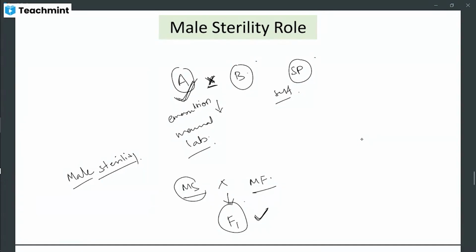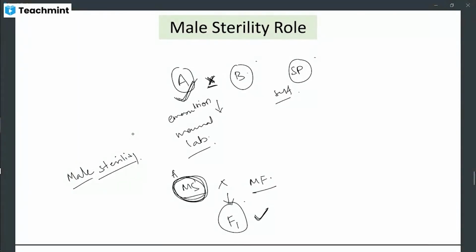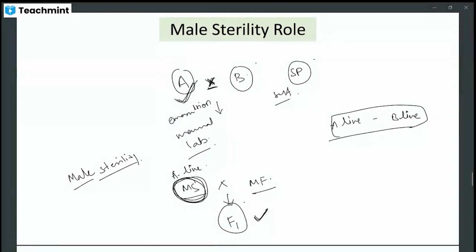So how do you designate this male sterile parent? Anyone? Yeah, someone wrote A line, right? So this is your A line. And if I say A line and B line, there is one common thing between these two. What is that? What do you call them? Isogenic lines. Isogenic lines. Okay. So these two are defined as your isogenic lines.